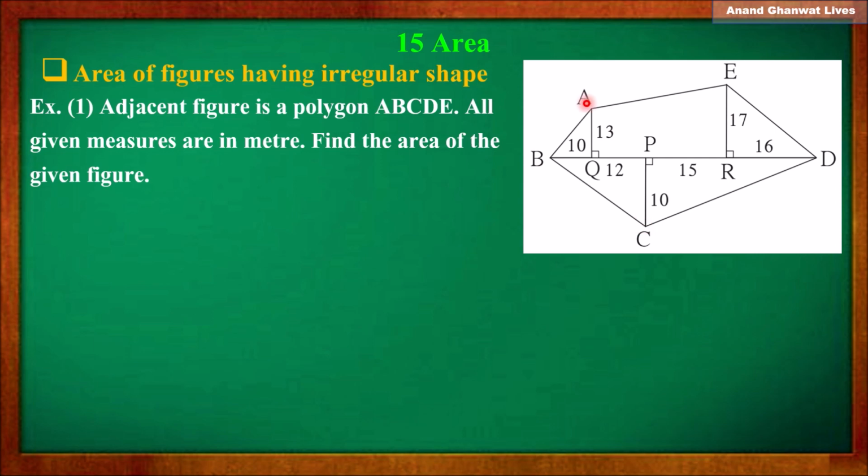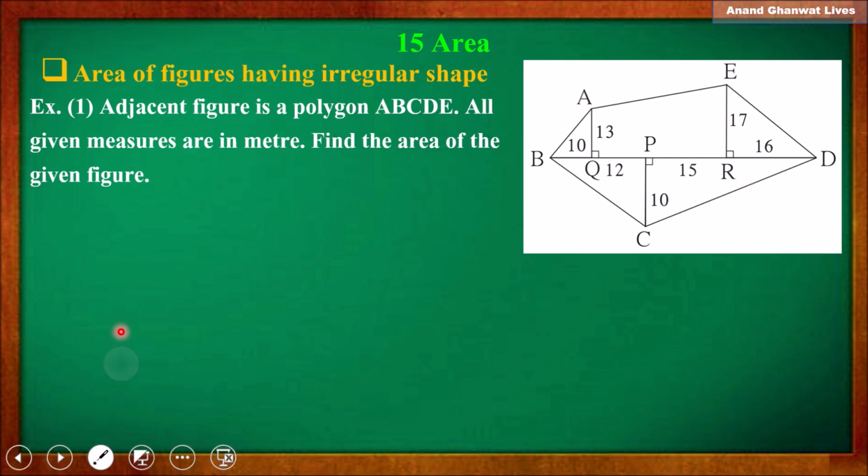Now observe quadrilateral ABDE. This is a quadrilateral with irregular shape, so we cannot have any formula for the area of the total quadrilateral. But we can use the formula for the area of this right angled triangle, this right angled triangle and this trapezium. So we can use area of right angled triangle, area of trapezium and area of triangle. These three formulas should be used here to find the area of the total polygon ABCDE. So let us calculate it one by one.